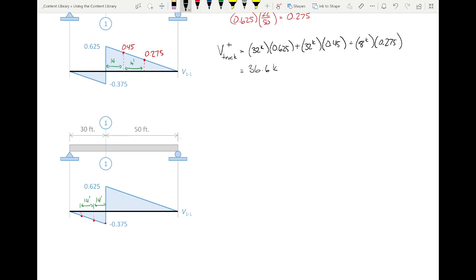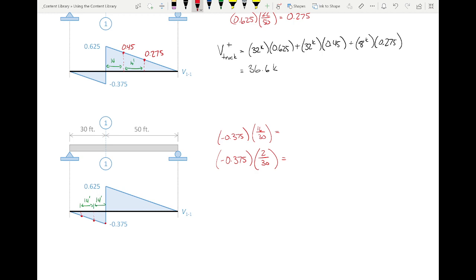All right. So help me out. So we've got negative 0.375. You can kind of see where we're going with this. So we need negative 0.375 times something over 30. And I think that's 16. And 2 over 30. Did I do that right? I think so.